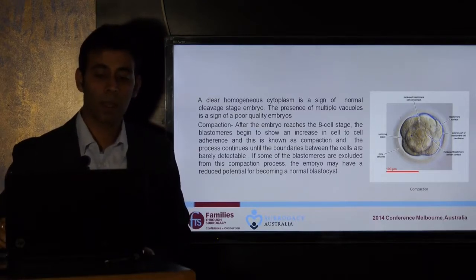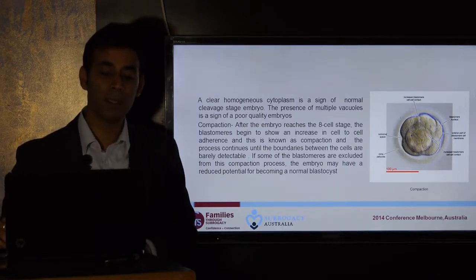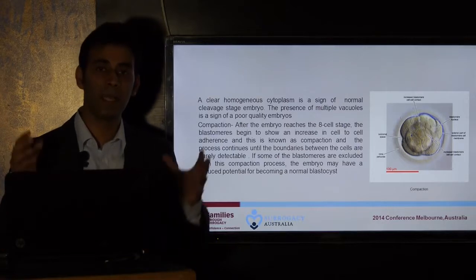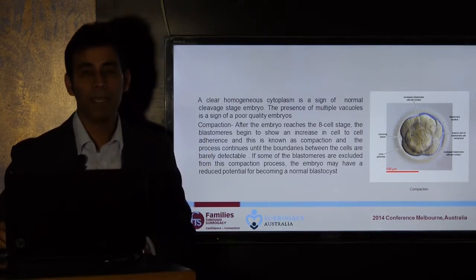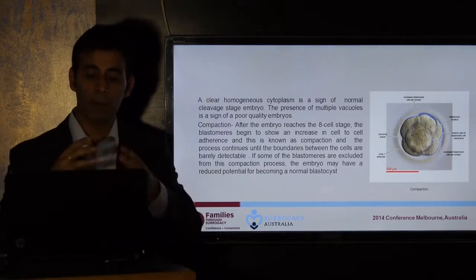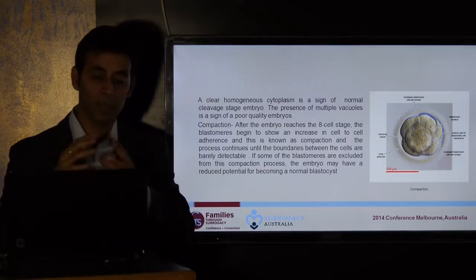Compaction. After the embryo reaches 8-cell stage, the blastomeres begin to show an increased cell-to-cell affinity, and this is known as compaction. And the process continues until all the boundaries of the blastomeres pretty much merge with each other.